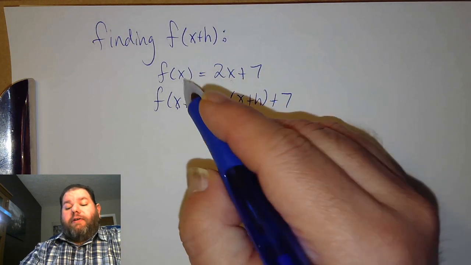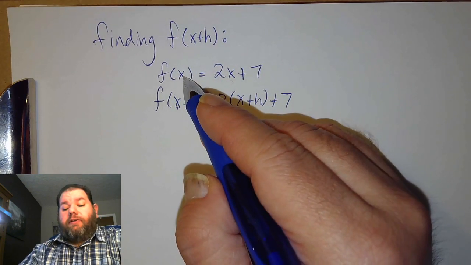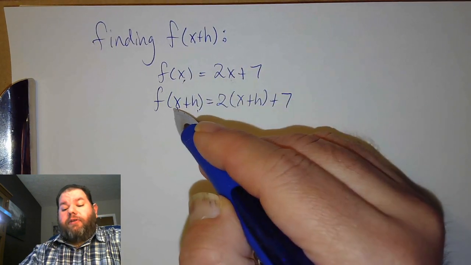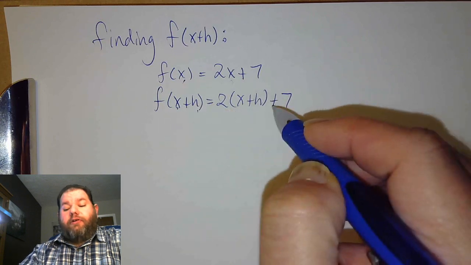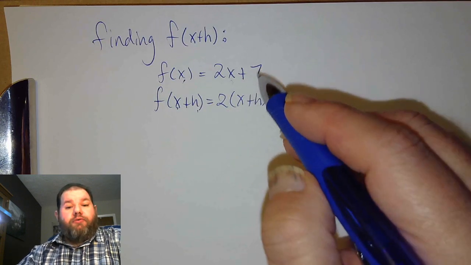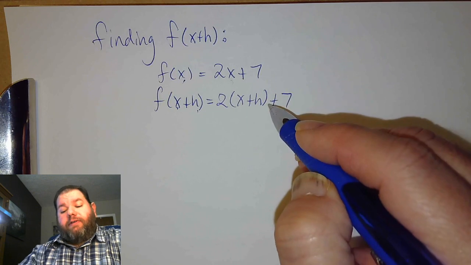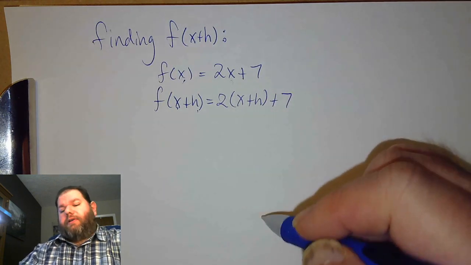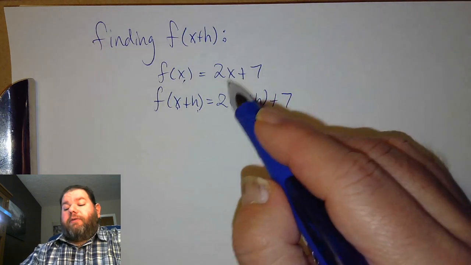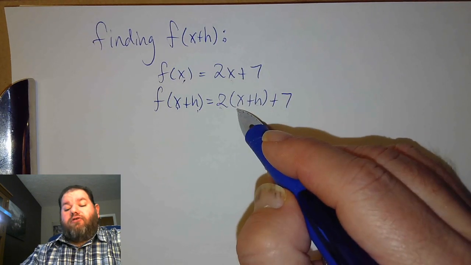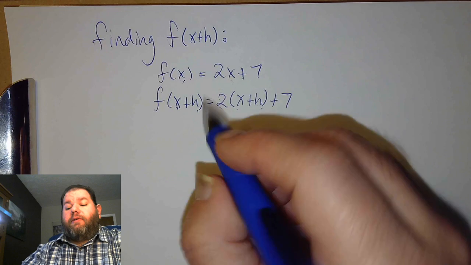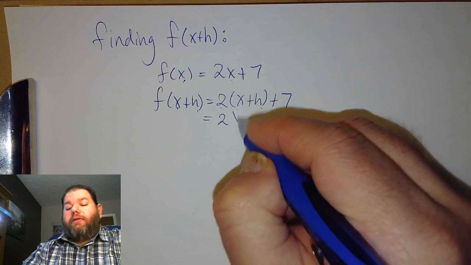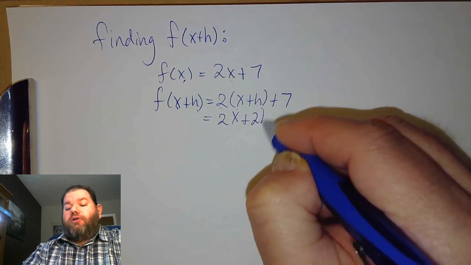And that's really all it is. It's just a substitution. Just replace the x variable by itself with the binomial term x plus h. And what I would recommend is we put it in parentheses to make sure that the correct order of operations happens around it. For instance, because we have 2 times this term, we're going to have to distribute the 2 to both of those terms. So there'll be 2x plus 2h plus 7.